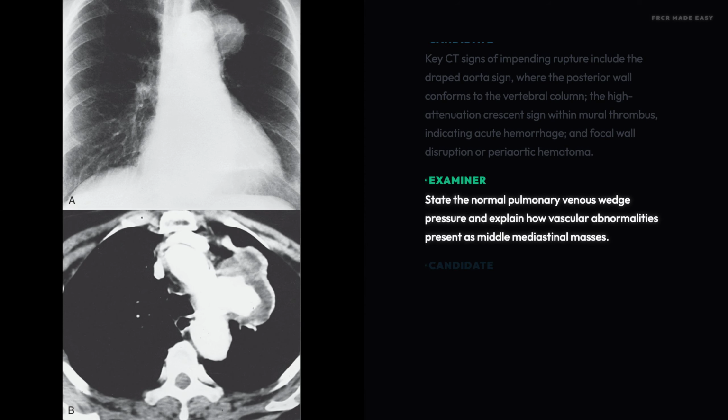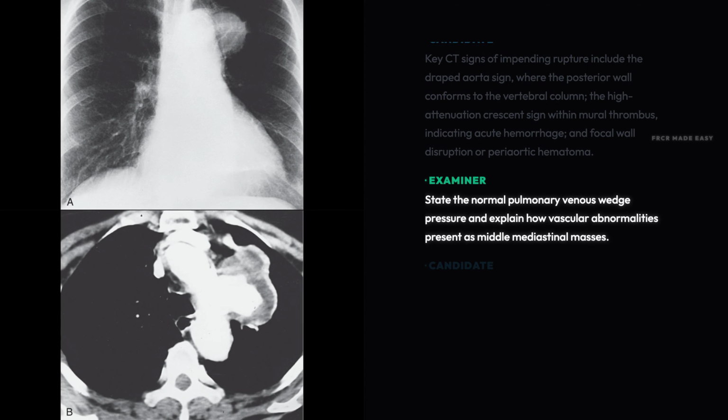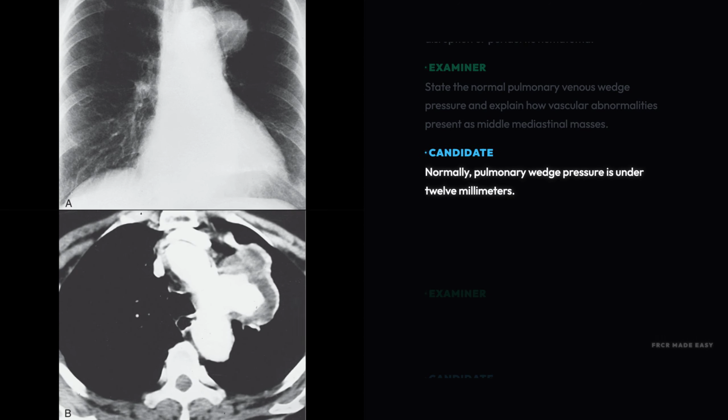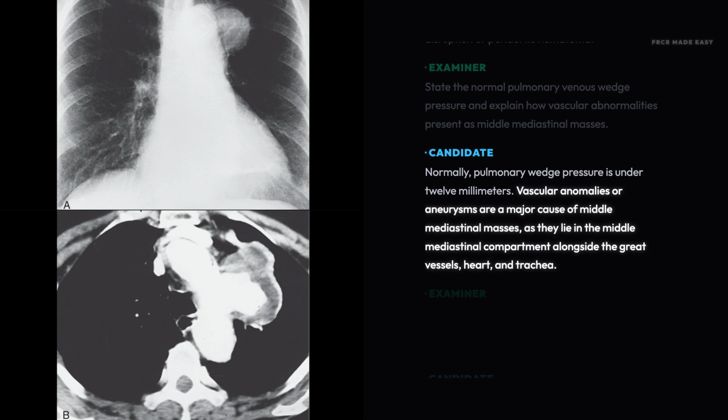State the normal pulmonary venous wedge pressure and explain how vascular abnormalities present as middle mediastinal masses. Normally, pulmonary wedge pressure is under 12 millimeters. Vascular anomalies or aneurysms are a major cause of middle mediastinal masses, as they lie in the middle mediastinal compartment alongside the great vessels, heart, and trachea.